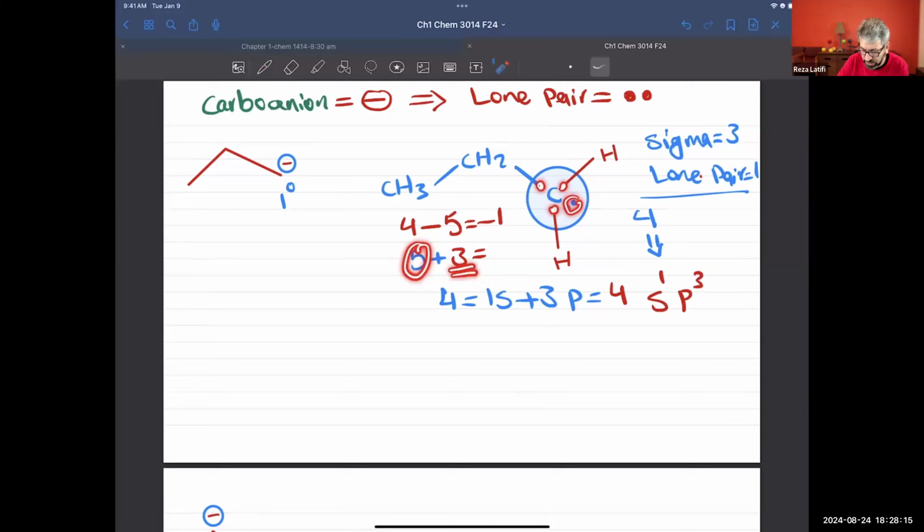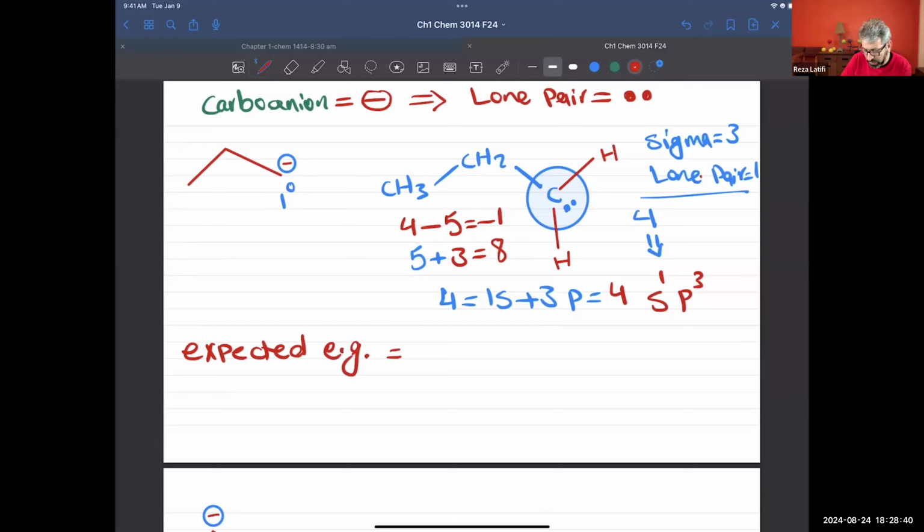Why do I say 3? Because I have 1 sigma bond, 2 sigma, and 3 sigma bonds. So carbon is an octet, but the formal charge is -1. So what did we get here? We got carbon octet with sp3 hybridization, and it has 1 lone pair. And in that case, we expect the electron geometry, because we got 4 pairs, to be tetrahedral.